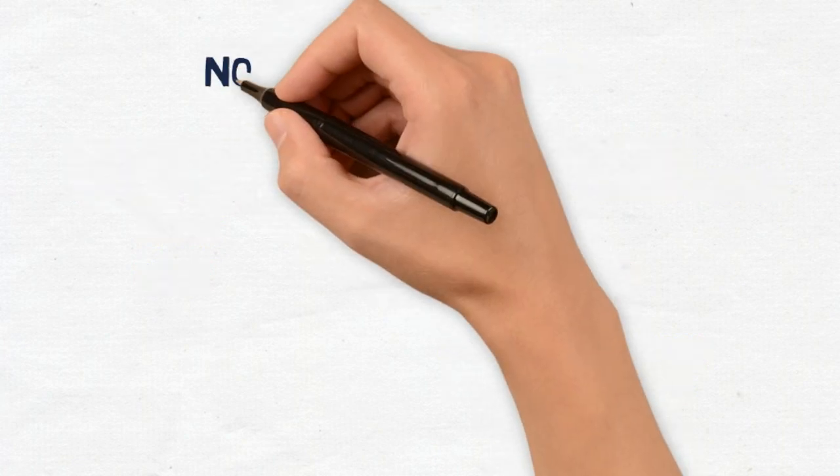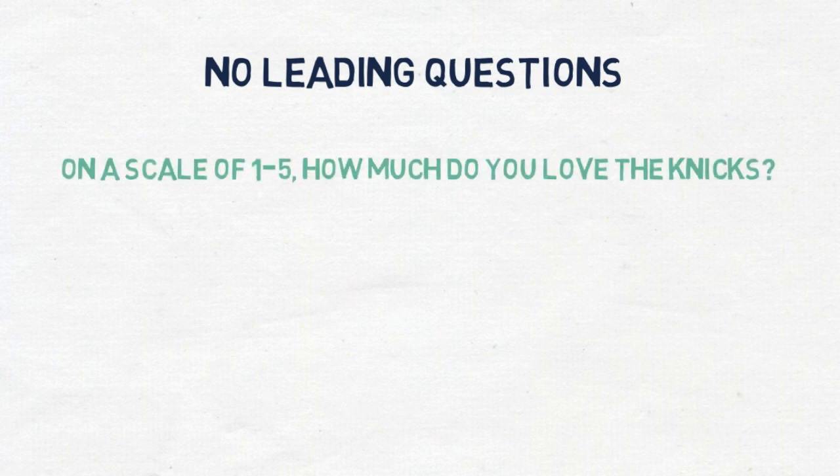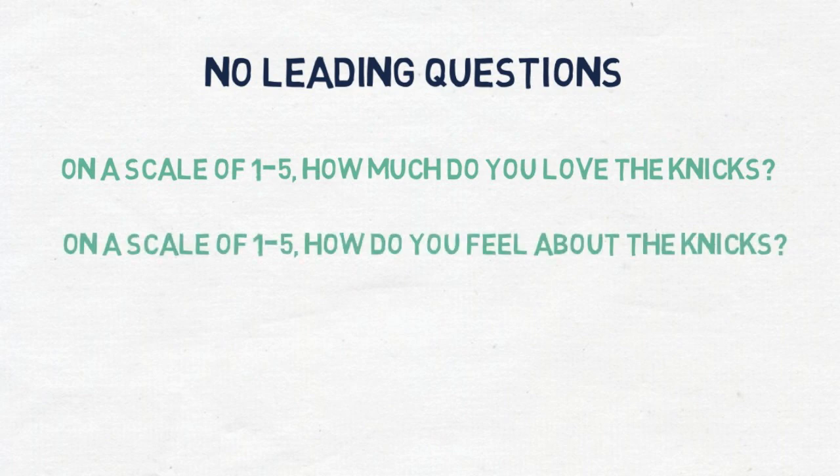Next, do not ask any leading questions. Instead, answers chosen from a list are more reliable. Instead of asking, on a scale of 1 to 5, how much do you love the Knicks, you should say, on a scale of 1 to 5, how do you feel about the Knicks?